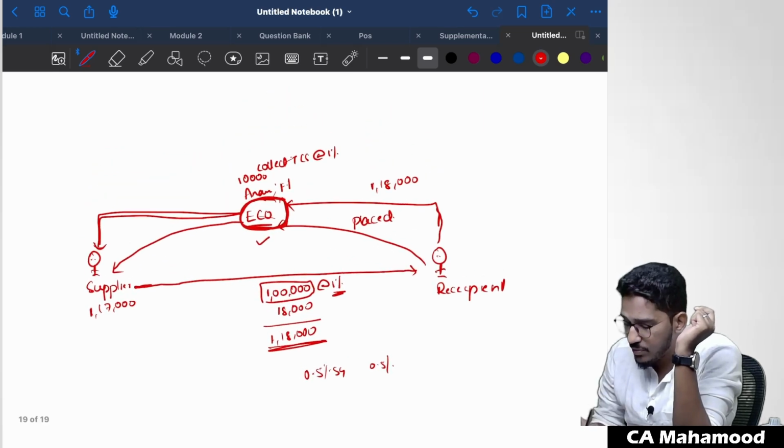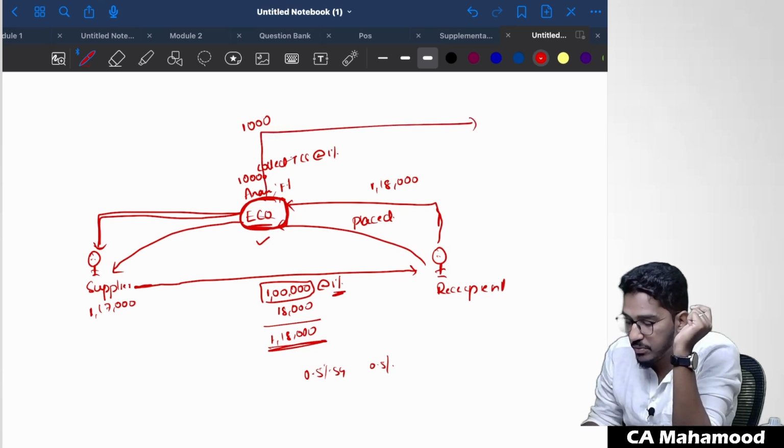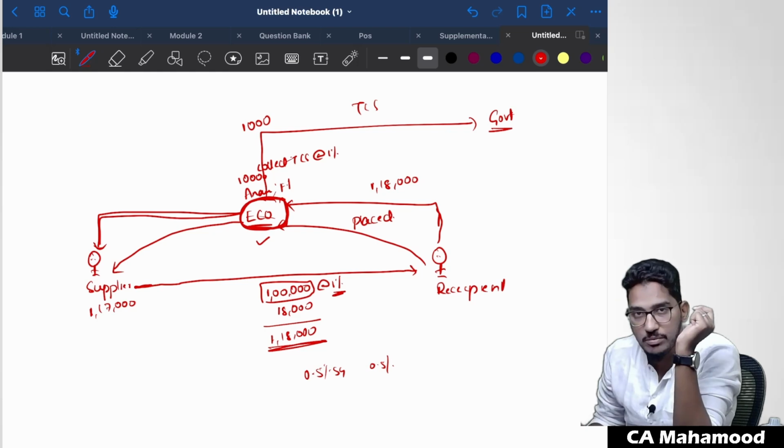Sir, now what will the e-commerce operator do with that 1,000 rupees? In this given case, he has collected 1,000 rupees from the payment which has to be made to the supplier. What will the e-commerce operator do with that TCS amount? This e-commerce operator will deposit that tax amount. They will deposit that TCS amount to the government.